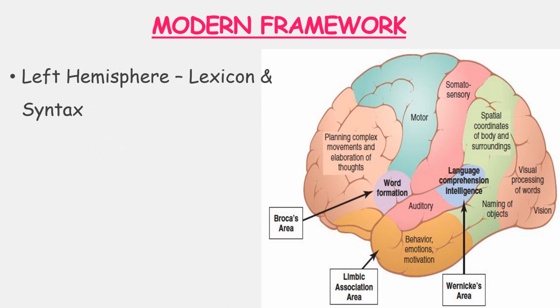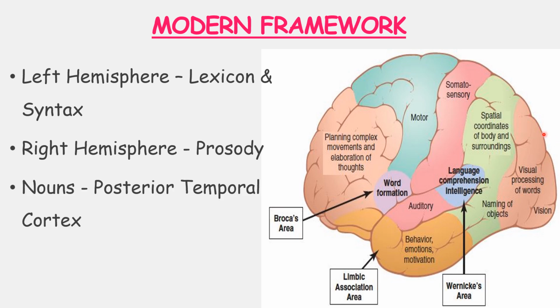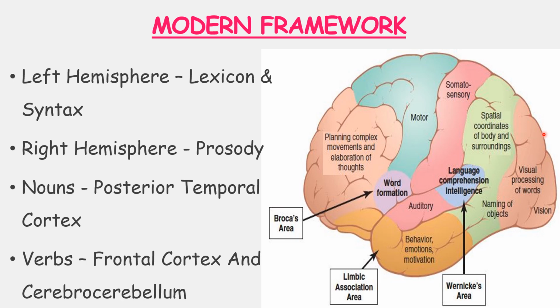Modern framework of language. The left hemisphere is more concerned with lexicon and syntax. Hope you remember what lexicon is: it is a collection of words. Syntax is concerned with the linking of words, with the rules of grammar. And the right hemisphere is more concerned with prosody. What is prosody? It is the rise and fall of pitch, which helps to modify the meaning. And nouns are more stored in the posterior temporal cortex, and verbs are in the frontal cortex and cerebrocerebellum. So these nouns and verbs will not be fluent when the concerned area is damaged.